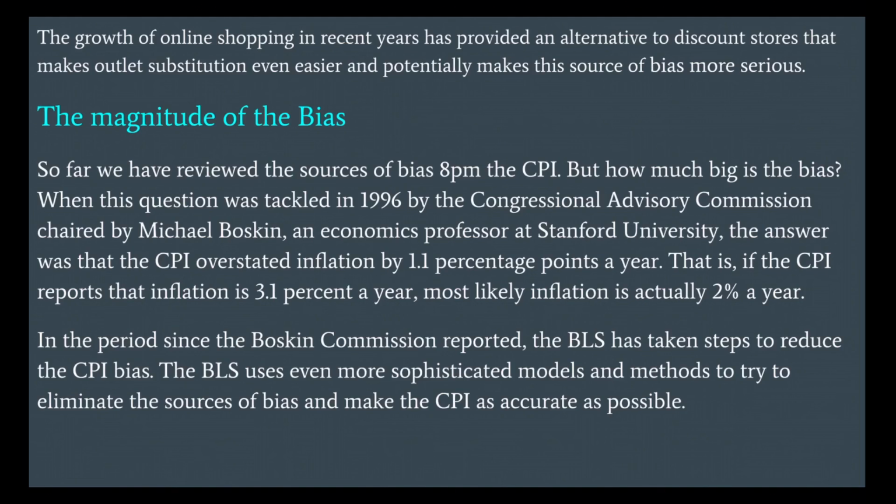When this question was tackled in 1996 by the Congressional Advisory Commission, chaired by Michael Boskin, an economics professor at Stanford University, the answer was that the CPI overstated inflation by 1.1 percentage points a year. That is, if the CPI reports that inflation is 3.1% a year, most likely inflation is actually 2% a year. In the period since the Boskin Commission reported, the BLS has taken steps to reduce the CPI bias. The BLS uses even more sophisticated models and methods to try to eliminate the sources of bias and make the CPI as accurate as possible.